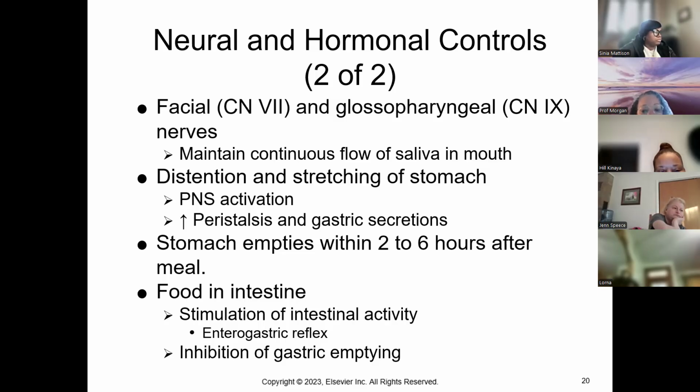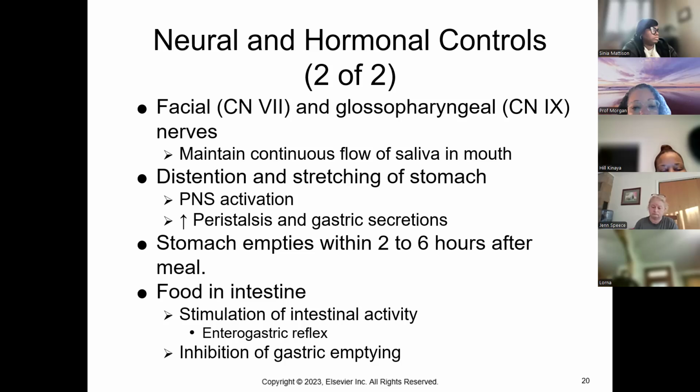When food reaches the stomach, it will distend or stretch, and the increased pH caused by the food intake will activate your parasympathetic nervous system. That will increase peristalsis and increase the gastric secretions. The parasympathetic nervous system will also increase the bile and increase pancreatic secretions.